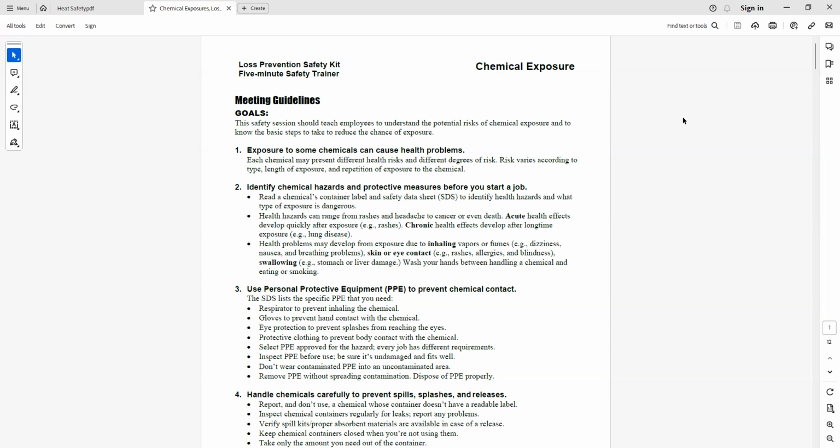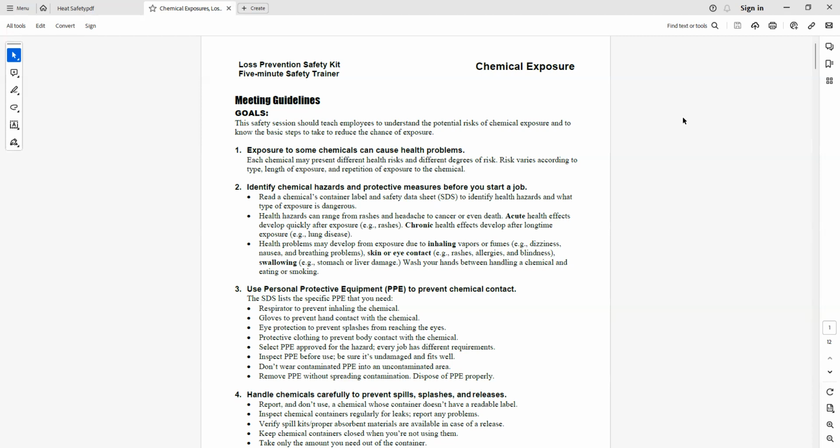Health problems may develop from exposure due to inhaling vapors or fumes. For example, dizziness, nausea, and breathing problems. Skin or eye contact, for example, rashes, allergies, and blindness. And swallowing, for example, stomach or liver damage. Wash your hands between handling a chemical and eating or smoking.